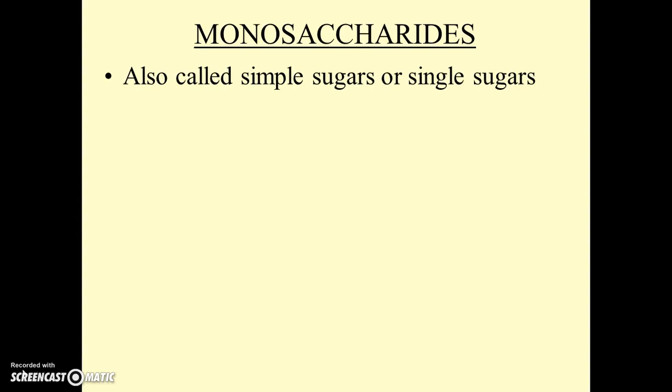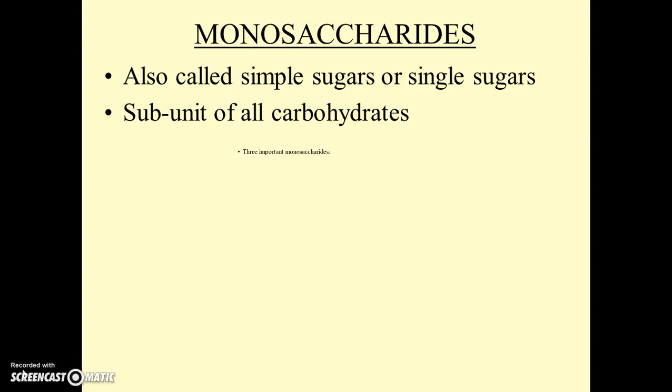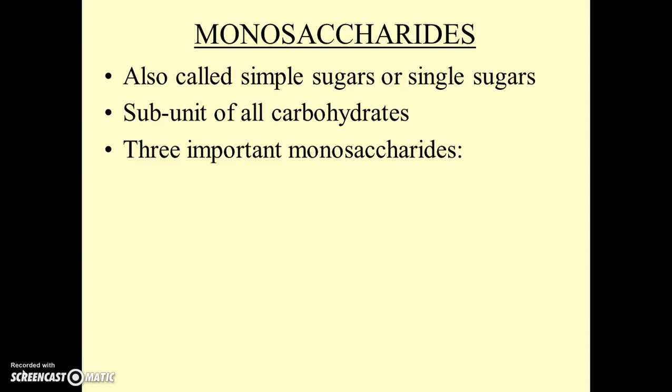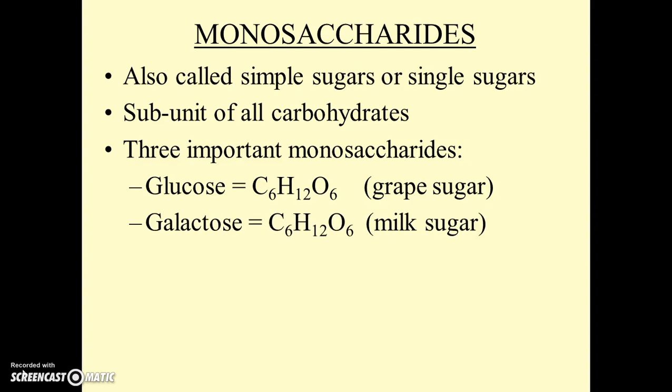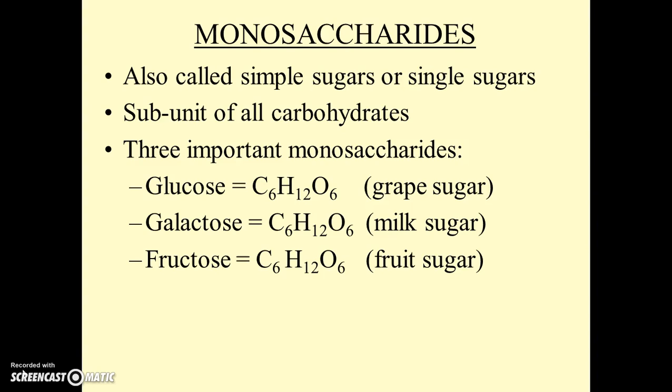Monosaccharides, also called simple sugars or single sugars, are basically the subunit of all carbohydrates. And the 3 important monosaccharides that you are going to have to know throughout this unit are glucose, C6H12O6, that we've already discussed, grape sugar, galactose, C6H12O6 or milk sugar, and fructose, C6H12O6, which is a fruit sugar.